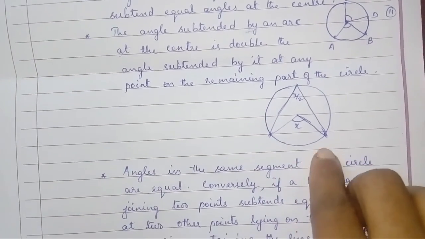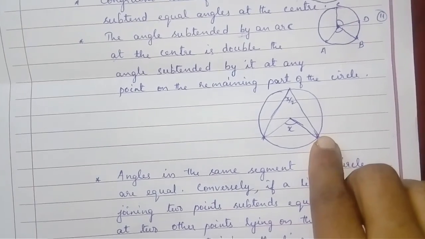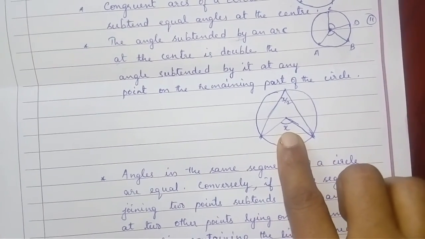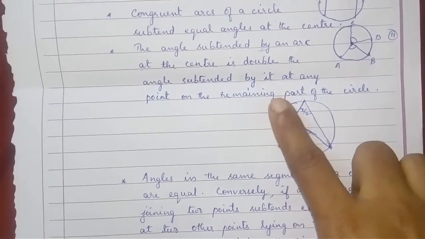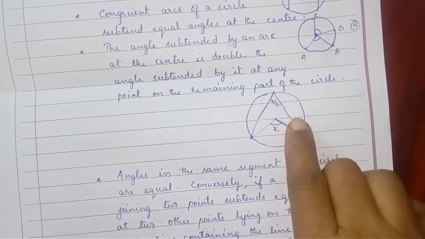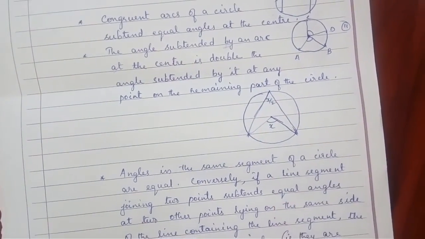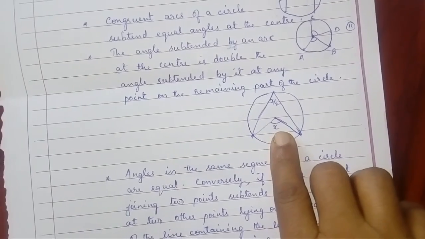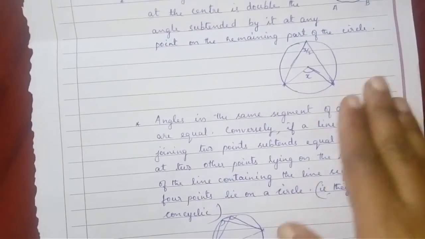So, we can see one arc here. This arc subtends an angle at the center. Its measurement is x. Then, the same arc subtends another angle on the remaining part of the circle. Its measurement will be half of the angle at the center, that is x by 2. If this measurement is 80 degrees, then this will be 40 degrees.